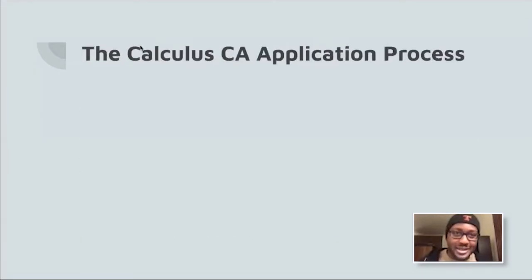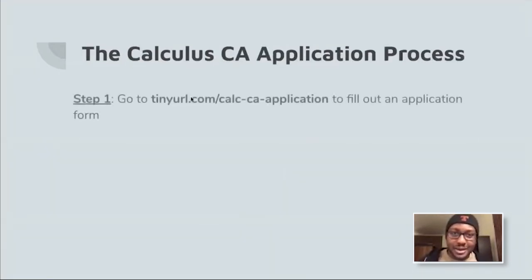So, what is the application process? The first thing that you would do if you're interested in becoming a CA is go to this link, which you can also find by going to the math department website and going to the undergraduate jobs page, and you will see a link that takes you to the Calculus CA application. And that application is really quick to fill out.